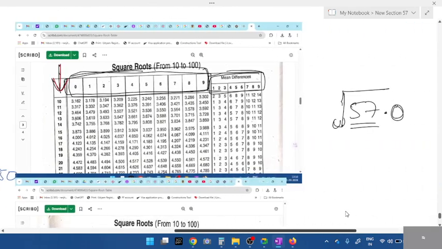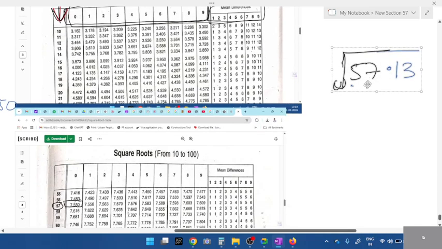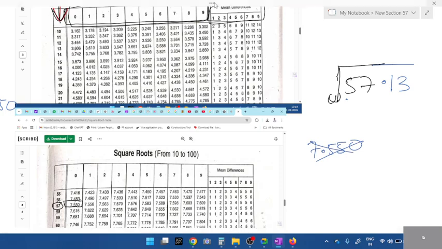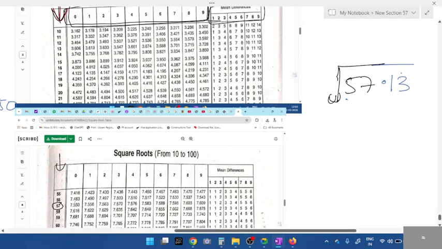Now one more question. What if it is 57.13? Take the first two digits, 57.13. Concentrate here. In square roots, students, mostly you won't get this, but if at all you get 57.13, imagine. Take 57. The 57 value is 7.550. So 57 is in the first group. Next, take the third term.